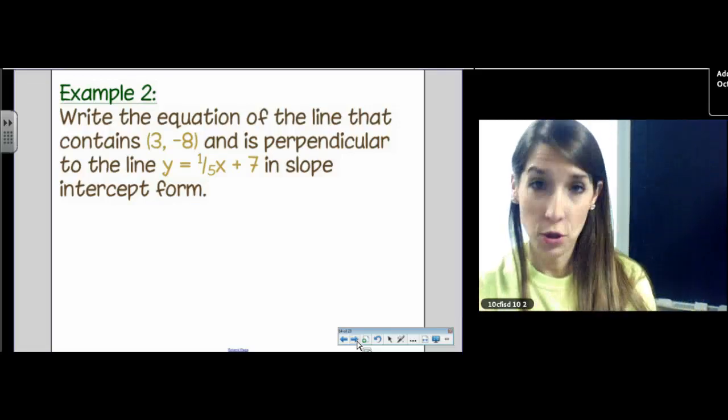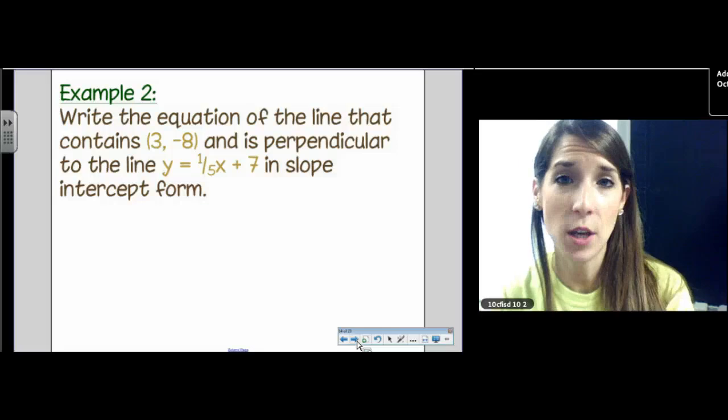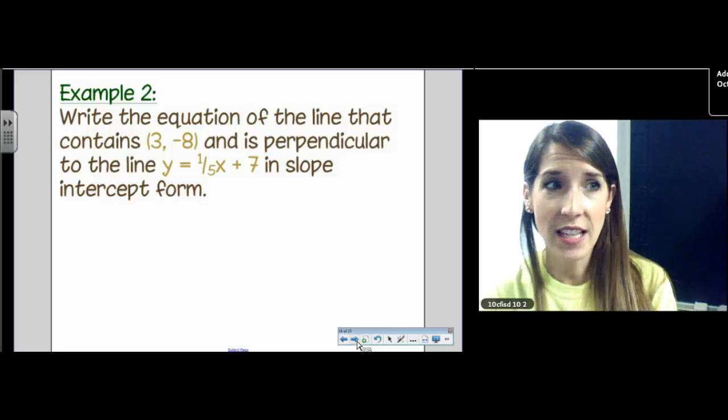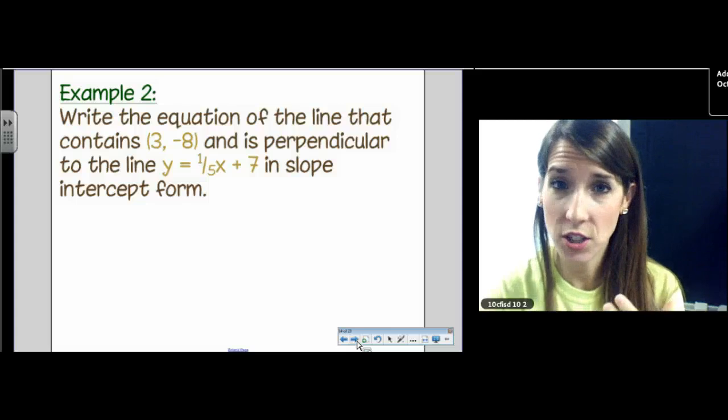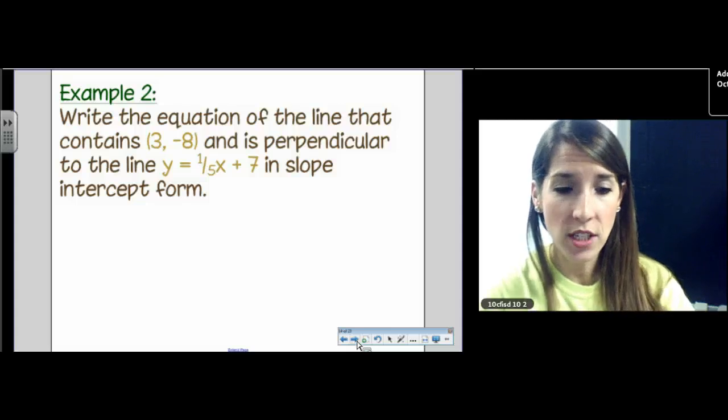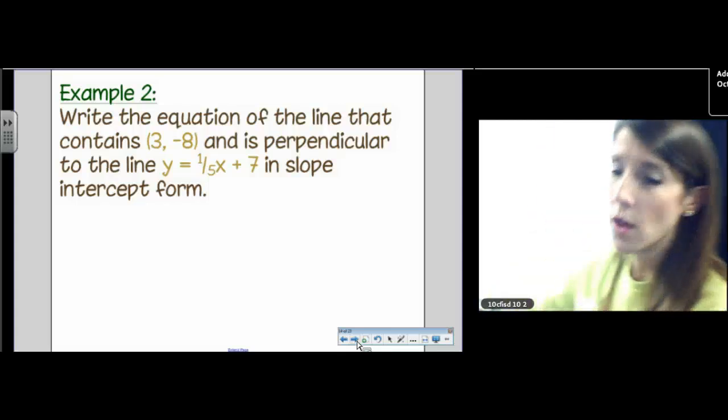I'm going to show you 2 ways. But I'm going to start with point-slope form because I think that there is a place for point-slope form, and I think it's important to know it and learn it because you'll use it in the future. So I'm going to start with point-slope form.